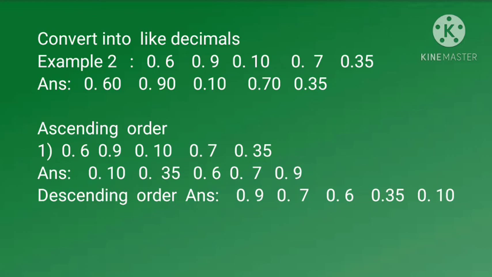Then arrange in ascending and descending order. Question: 0.6, 0.9, 0.10, 0.7, 0.35. Answer, ascending order: 0.10, 0.35, 0.6, 0.7, 0.9. Then descending order. Answer: 0.9, 0.7, 0.6, 0.35, 0.10.